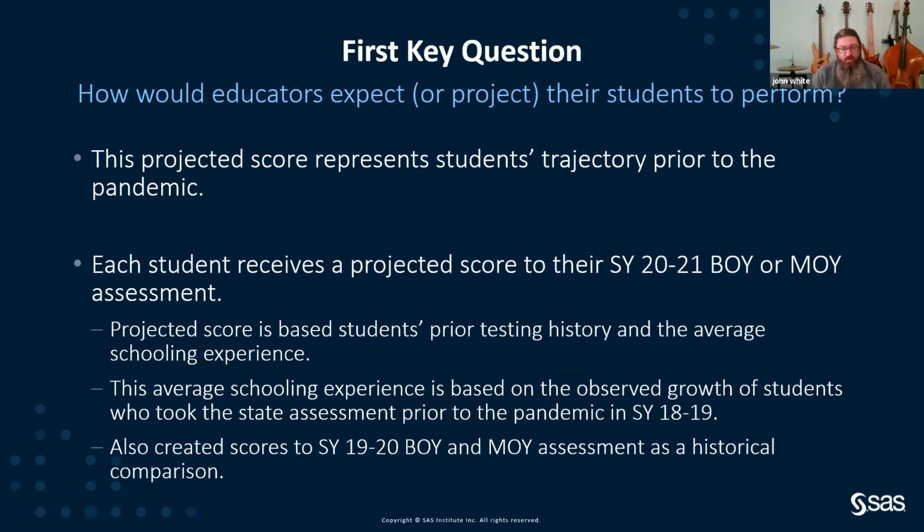So again, we're going to create a projected score to the 2021 beginning and middle of year assessment for each of the students. We're going to base that projected score on the prior testing history and the average schooling experience. And the average schooling experience is going to be based on the observed growth of students who took the assessment prior to the pandemic.